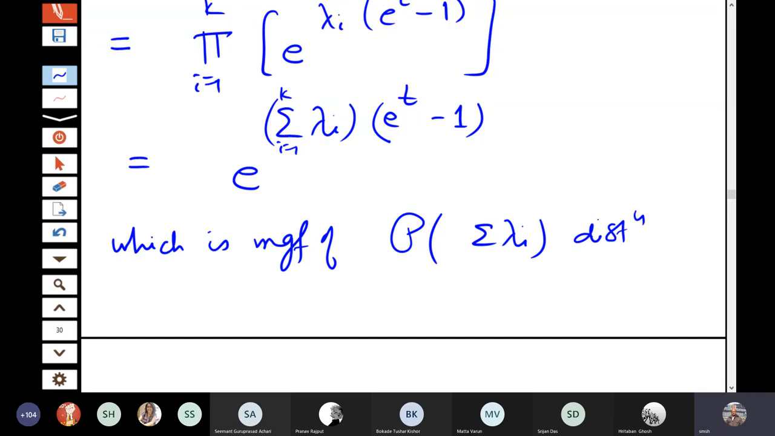Again, you can consider it as one set of Poisson arrivals, and then I consider another set of Poisson arrivals, and then another set of Poisson arrivals. So if I look at the total interval, what is the total number of arrivals? Again, it follows a Poisson distribution.